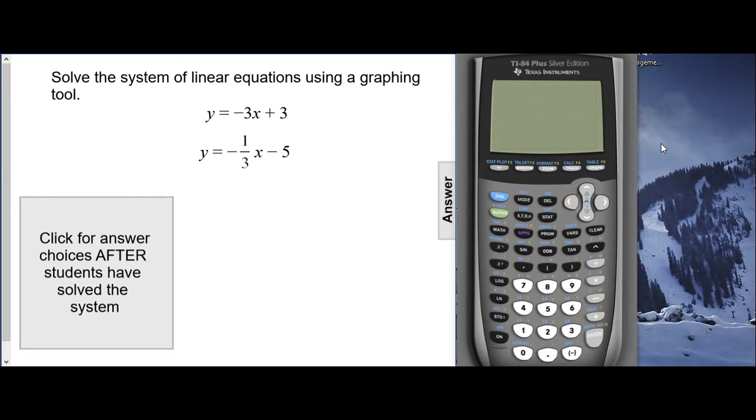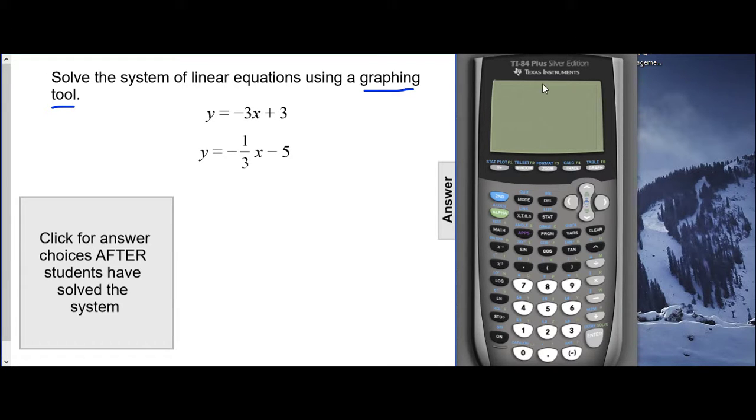Solve the system of linear equations using a graphing tool. So when we think of graphing tools, we think of things like graphing calculators or online websites or resources that let us graph the lines without having to do it by hand. So here's the first example we have, a TI-84 graphing calculator.